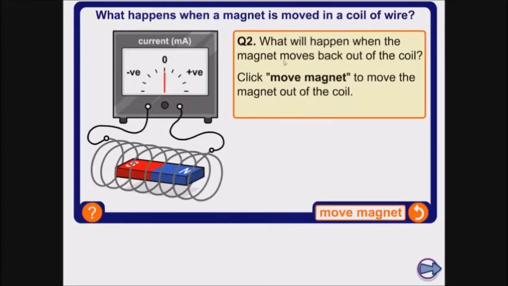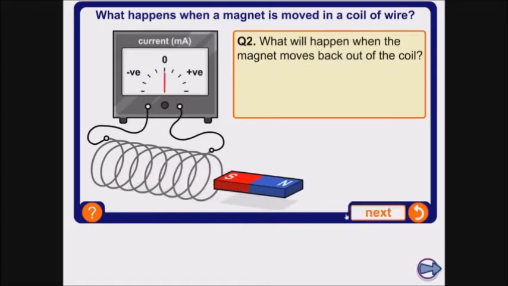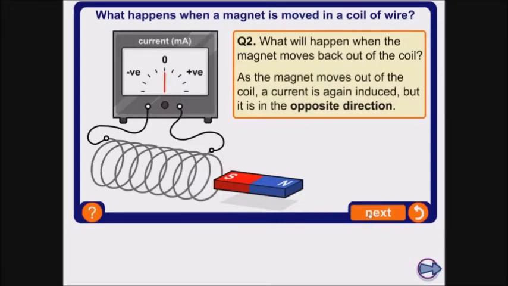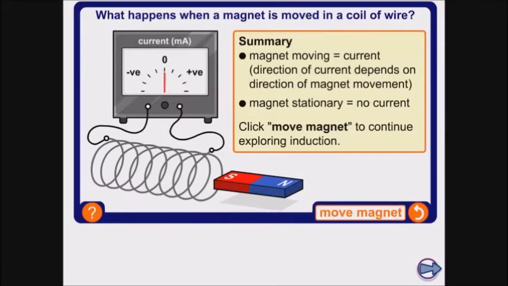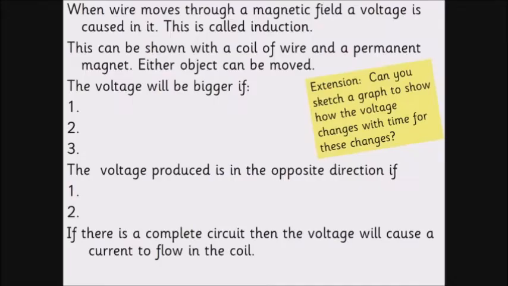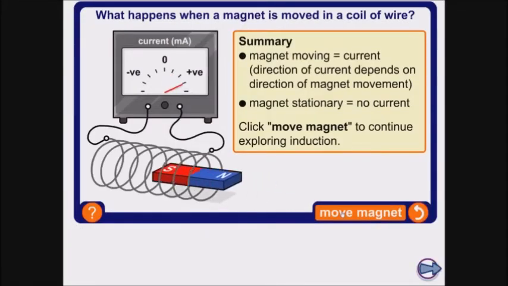So what will happen when the magnet moves back out of the coil? If we click move magnet, hopefully you've noticed there is a negative current. A positive current when we moved it in and a negative current when we moved it back, so we get a current in the opposite direction. Our general idea is that when the magnet moves we get a current. The direction of the current depends on the direction of the magnet movement, and when the magnet's stationary there is no current.